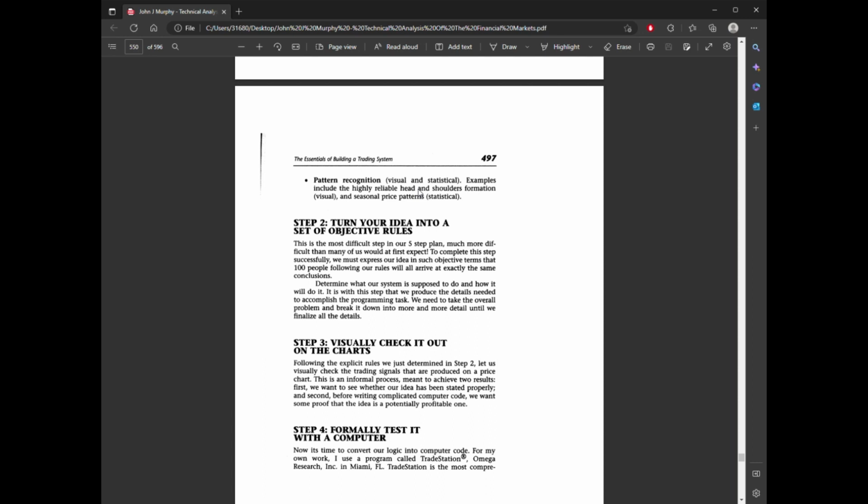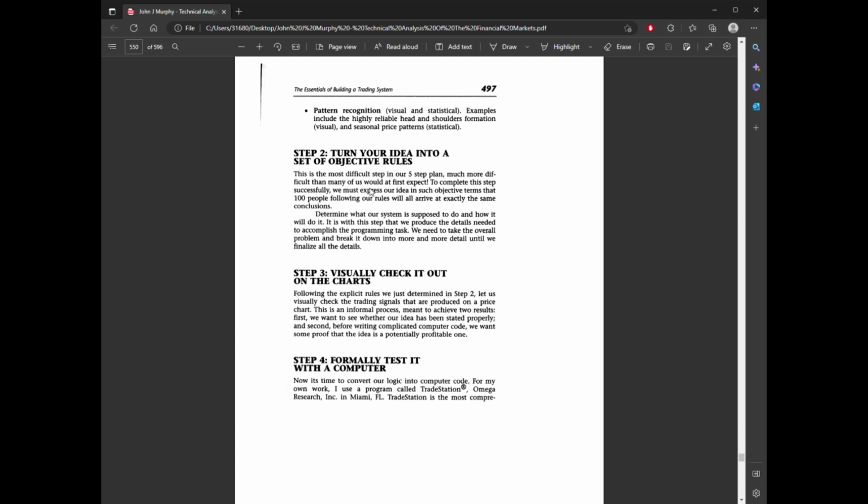Now the second step, turn your idea into a set of objective rules. Of course, this is a small step, it speaks for itself, but the thing is you really need to make your own. And I think that's also a great learning experience if you just make your own. Now here it talks about visually checking out the chart.